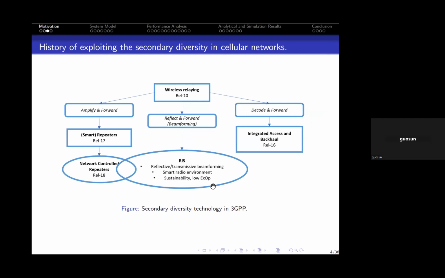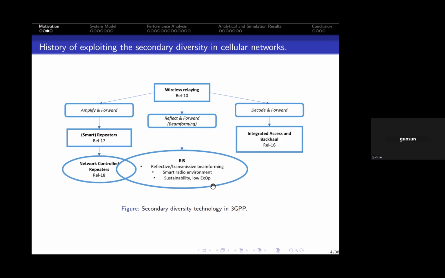So here is some background of this technology. I mean, at the system level, RIS is not a brand new idea. It provides a secondary link, but there are many technologies that provide such types of links. From about 14, 15 years ago, from 3GPP Release 10, wireless relaying has been standardized, which provides these secondary sources. It is divided into amplify-and-forward or decode-and-forward relays.